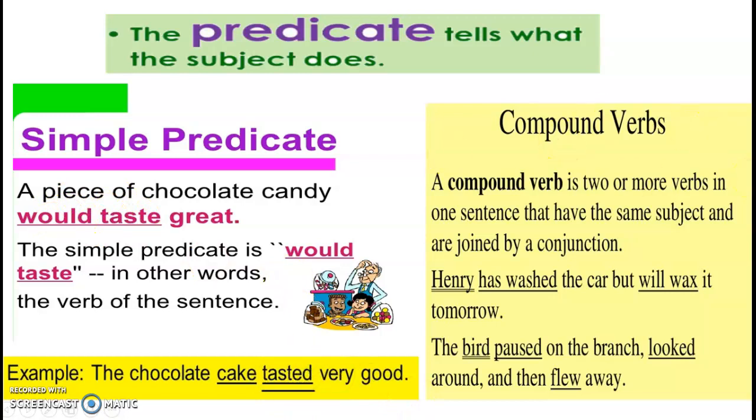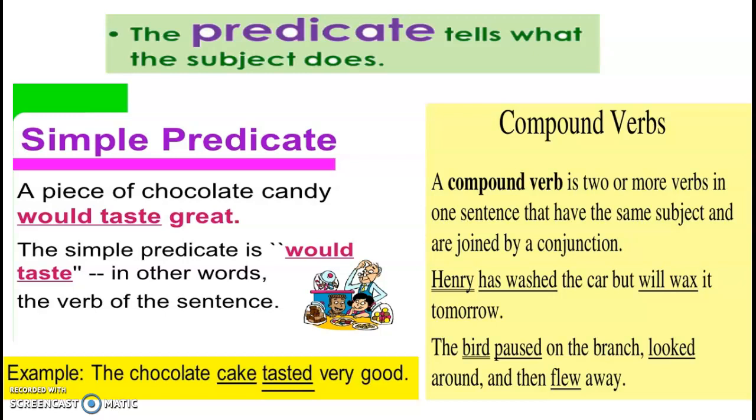And then we have compound verbs. They are similar to compound subjects. Two or more verbs in one sentence that have the same subject and are joined by a conjunction. So we can also have long sentences with two or three verbs. Henry has washed the car but will wax it tomorrow. So the subject is Henry, right? How many verbs do we have? Oh, has washed, and then will wax. So we have two verbs that are making a compound verb, and they are separated, but they are referring to the same subject, that is Henry.